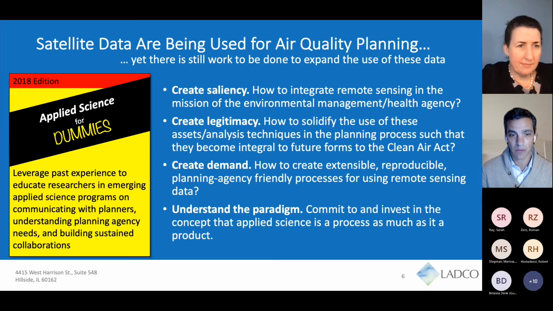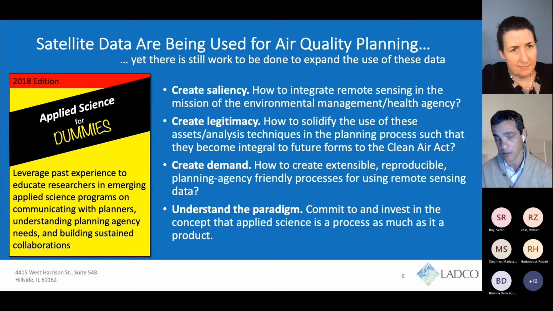So with that, I've been talking over the last couple of years about the process for better integrating satellite data into air quality planning. And there's actually been some work on this. Jana Milford at the University of Colorado published a paper several years ago now talking about what some of the steps are to better integrate satellite data into air quality planning.